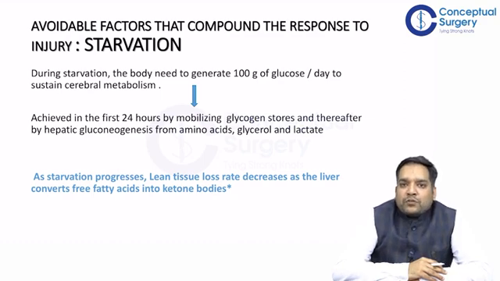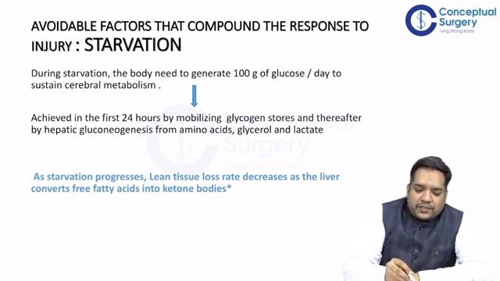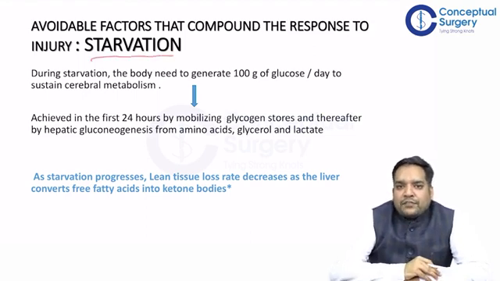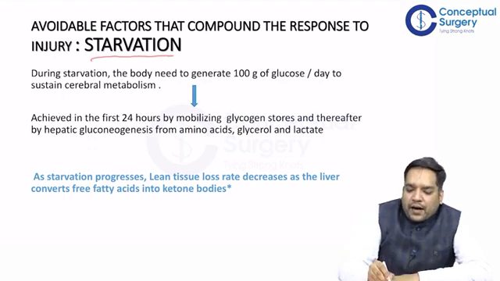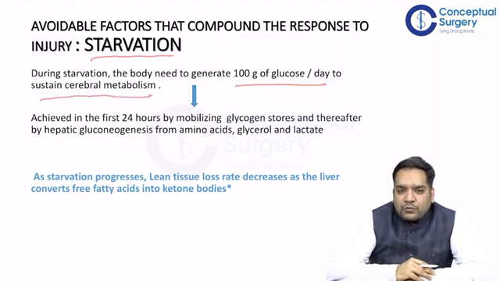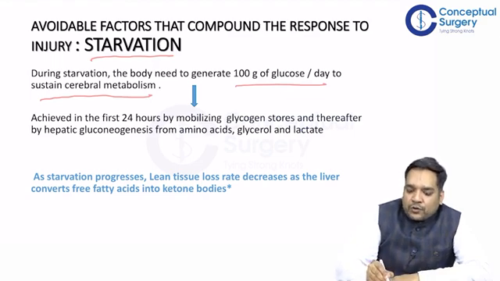So now one of the most important avoidable factors is starvation. This is a very important topic. So what is happening in starvation? During starvation, the body needs to generate 100 grams of glucose per day to sustain the cerebral metabolism. This is very important. So how is this achieved? In the first 24 hours, it is achieved by glycogenolysis, and thereafter by gluconeogenesis, which is from amino acids, glycerol, and lactate, right?